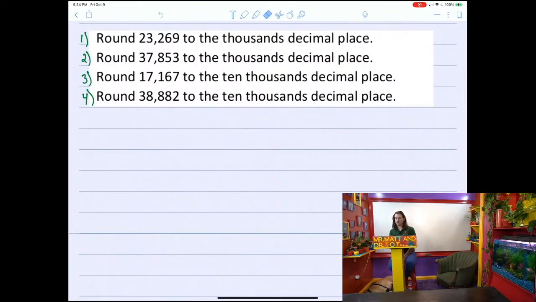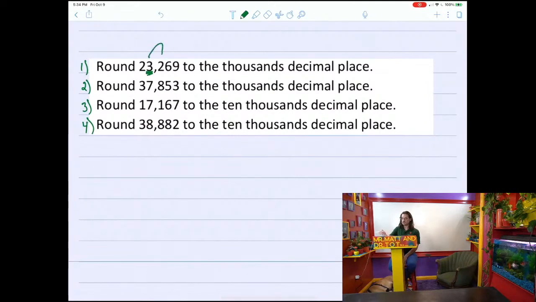Okay, so number one, round 23,269 to the thousands decimal place. We're rounding to this decimal place right here. Looking to the value to the right, it's a 2, so we're going to round down to 23,000. Number two, round 37,853 to the thousands decimal place. So we're rounding to this decimal place right here. Looking to the right, the next digit to the right is an 8, which is 5 or above. So we're going to bump this up to 38,000.